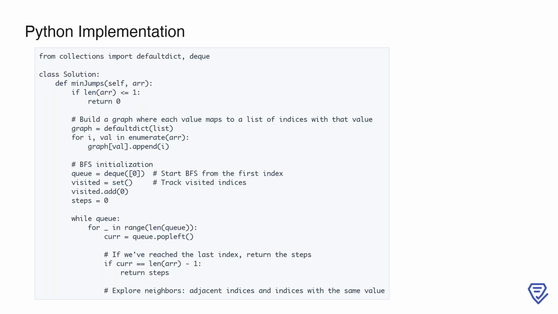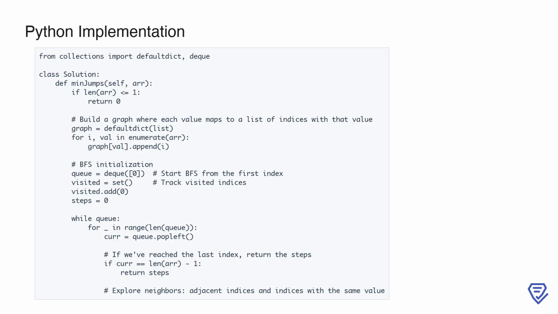Here, we start by importing the necessary modules, defaultdict and deque from the collections library. These will help us efficiently manage the graph structure and the queue for our breadth-first search, or BFS. Next, we define the solution class and the method minJumps, which takes an input array ARR. The first check handles the edge case where the array length is 1 or less. If that's true, no jumps are needed, so we simply return 0.